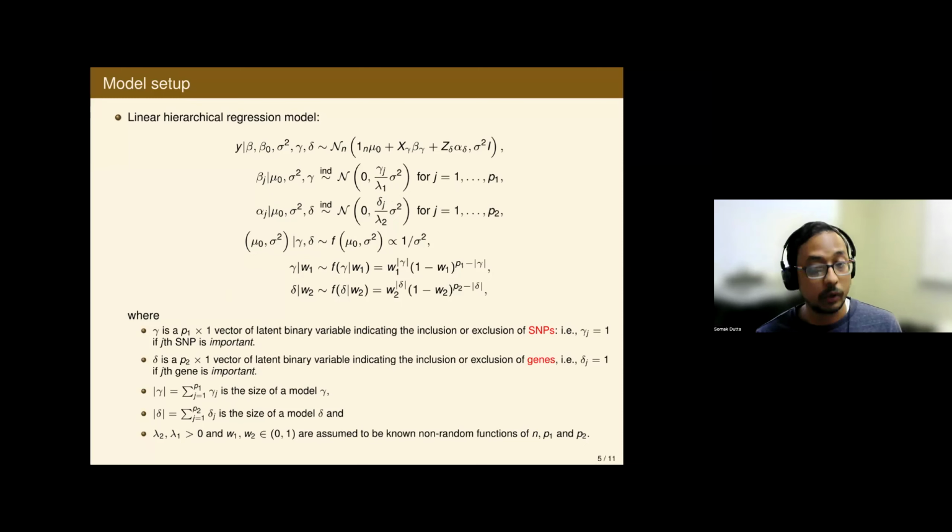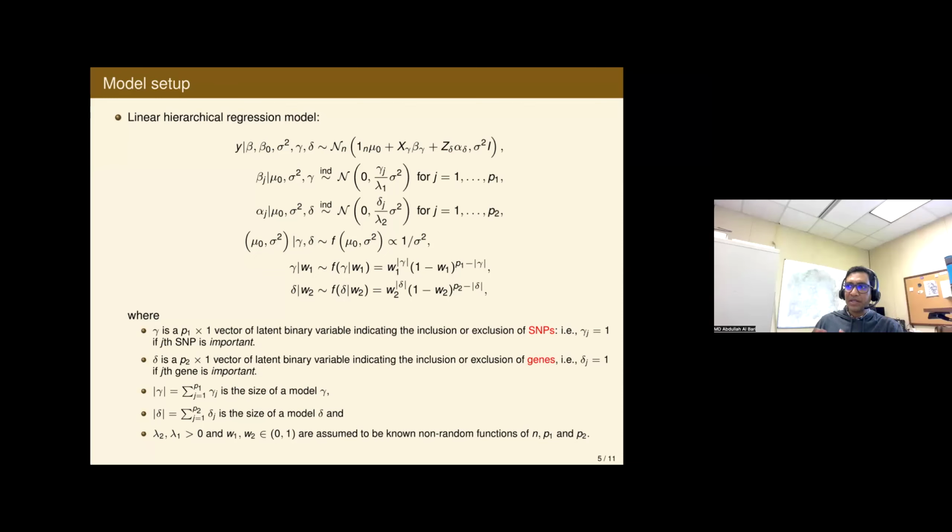Now, there are many other ways of incorporating the effect sizes. There are many models, right? All models are wrong, but some are useful. So we are also working on incorporating other types of effect sizes in the model.